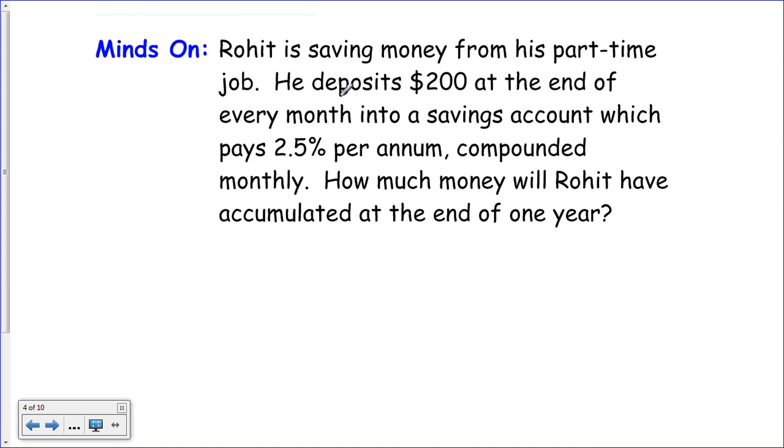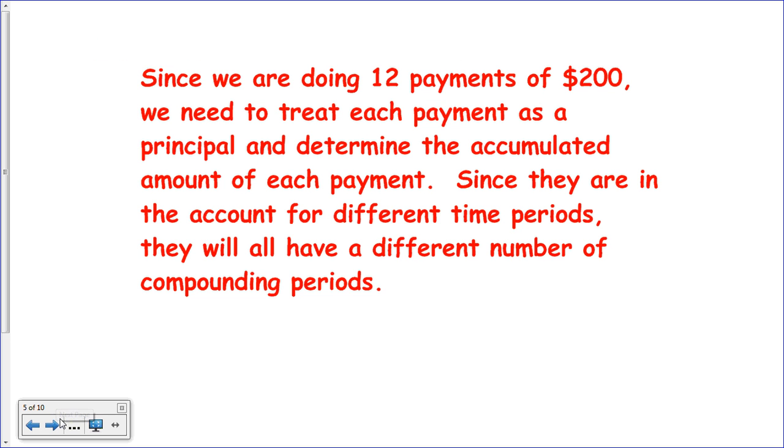All right, so his regular deposits are $200 and his interest rate is 2.5% compounded monthly, and we want to know how much money he has at the end of 1 year. Since we're doing 12 payments of $200, we need to treat each payment as a principal and determine the accumulated amount of each payment. Since they're in the account for different time periods, they will all have a different number of compounding periods. So essentially, we're treating every single $200 deposit as a separate compound interest question.